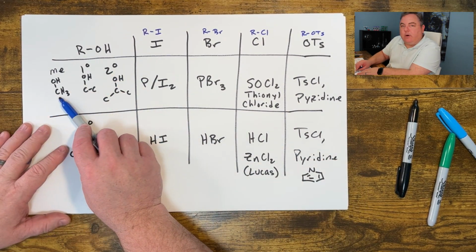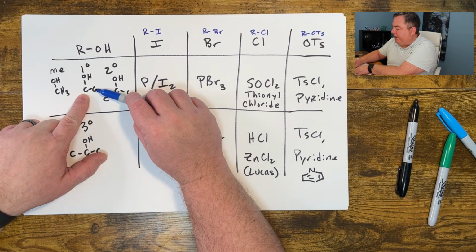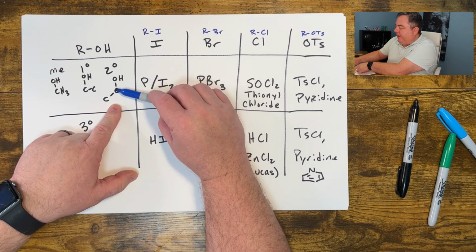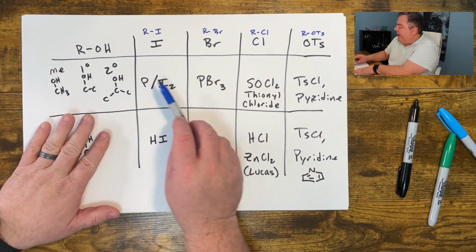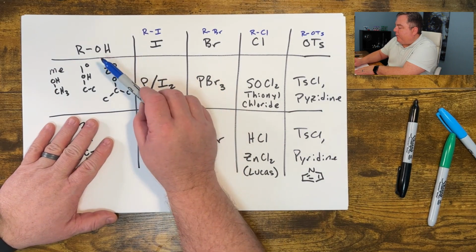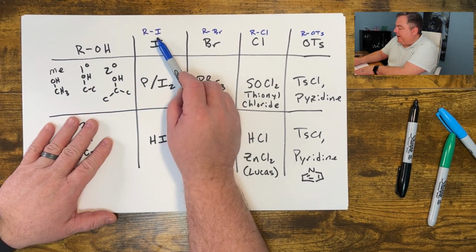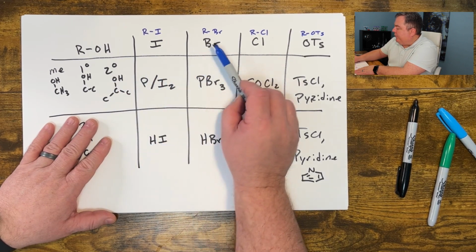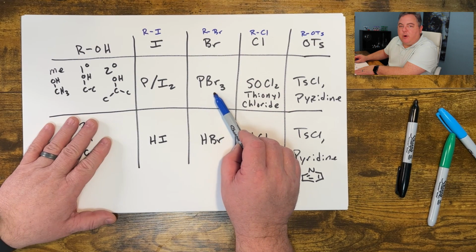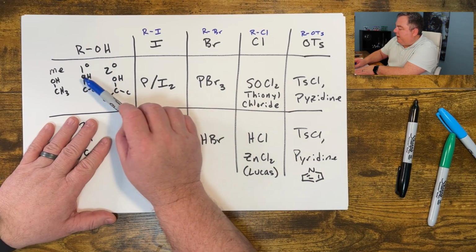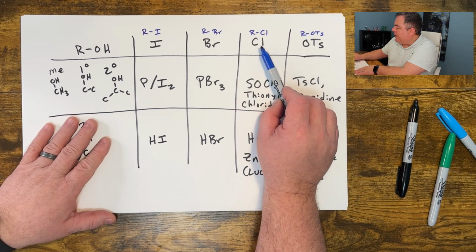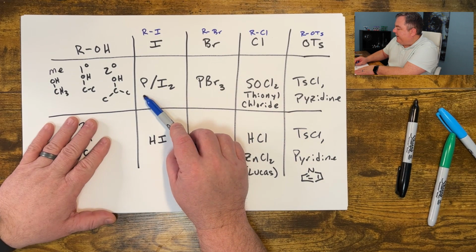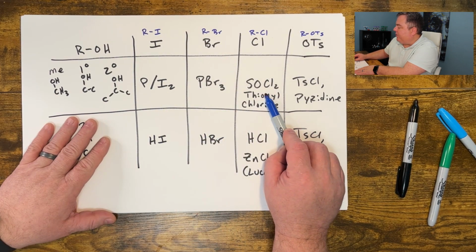Now the methyl alcohols, or primary alcohols with one carbon attached to the alcohol group, or secondary alcohols with two carbons attached to the alcohol carbon, they use these reagents. So if I want to turn the OH into an iodide, I use phosphorus and iodine. If you want to turn the OH into a bromide, you use phosphorus tribromide, PBr3. If you want to turn one of these OHs into a chloride, you use thionyl chloride, SOCl2. So phosphorus and iodine, phosphorus tribromide, thionyl chloride.